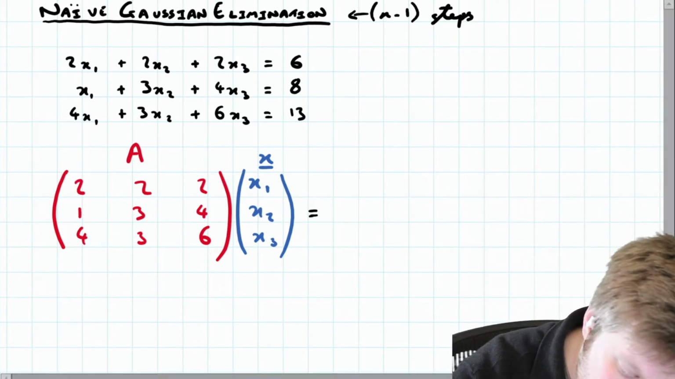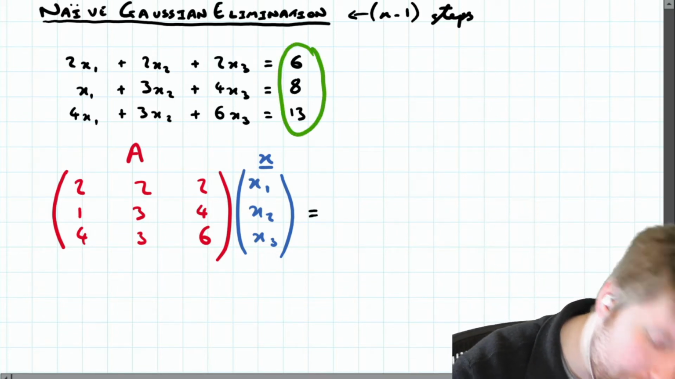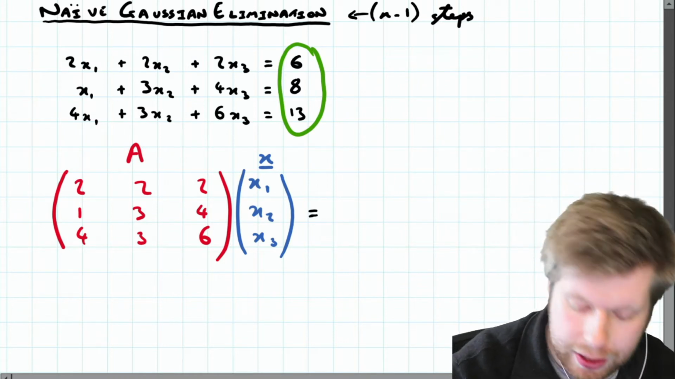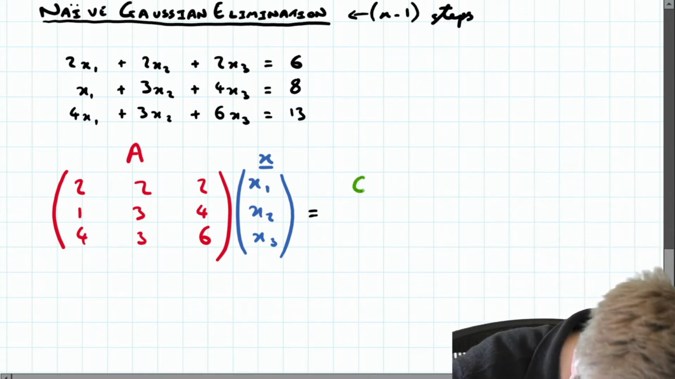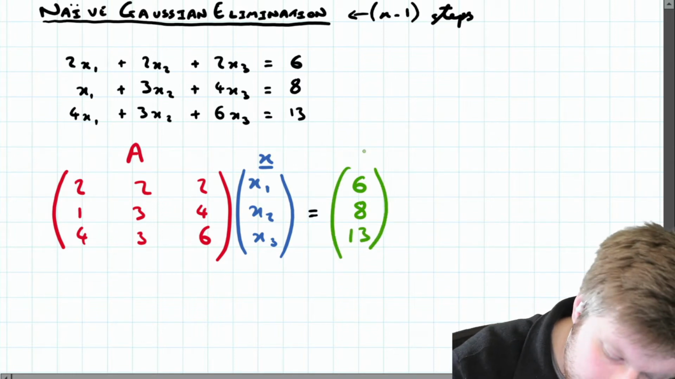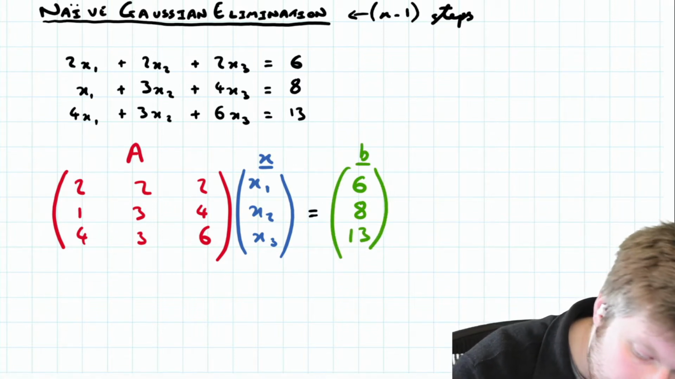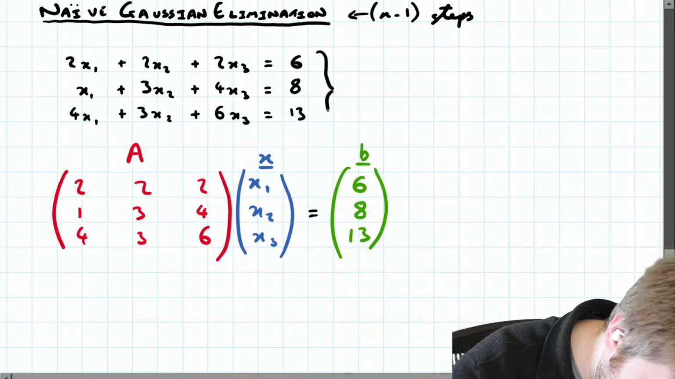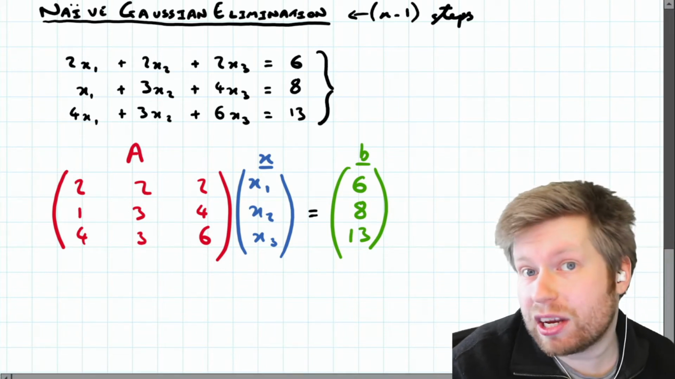The only thing left to do is to make sure that I keep the vector of known values, so the 6, the 8, the 13. So I'm just going to write that down on the right-hand side. I'm going to give that a name, that's a vector, so I'm just going to call it vector B. So effectively what I've done is I've taken this system of linear equations and I've written it in matrix representation.